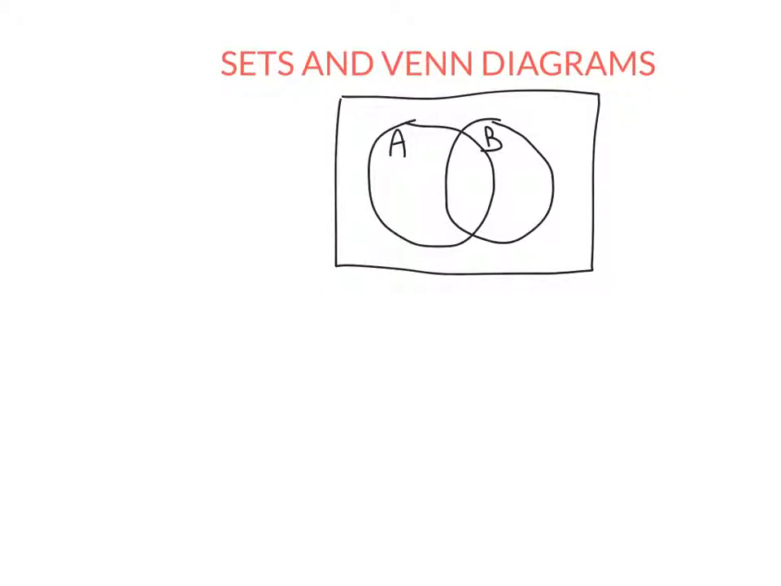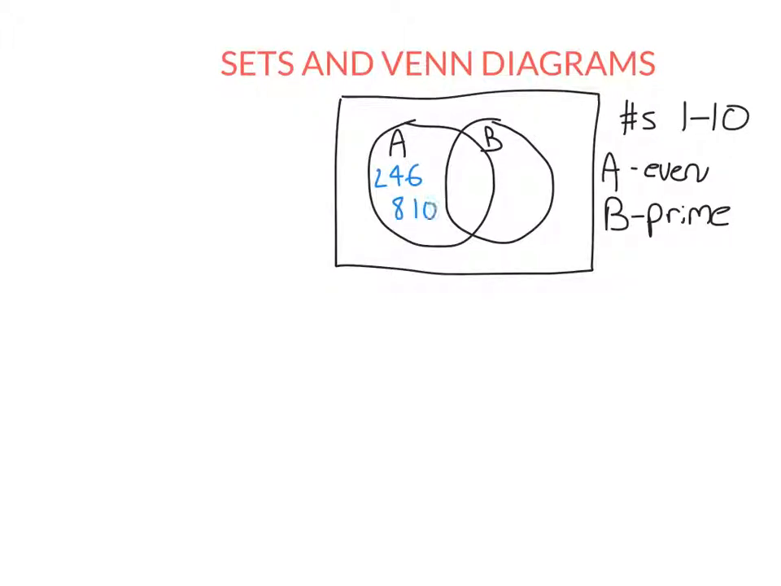In the rectangle is all of the objects in a particular category. Let's say we're looking at numbers from 1 to 10. Let A be the set of numbers 1 to 10 that are even, and B be the set of all numbers 1 to 10 that are prime. Let's fill this with the numbers 1 to 10. Set A, even, includes the numbers 2, 4, 6, 8, and 10. B includes the prime numbers, so we're looking at 2, 3, 5, and 7.